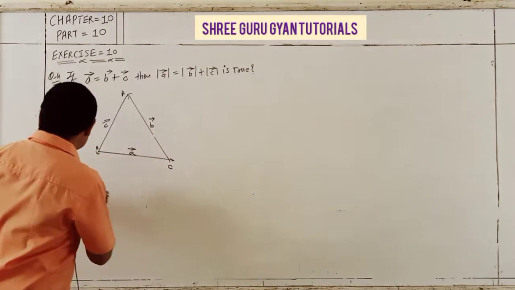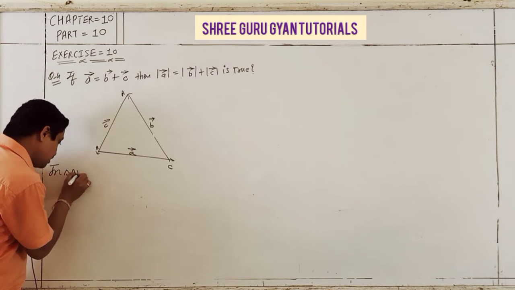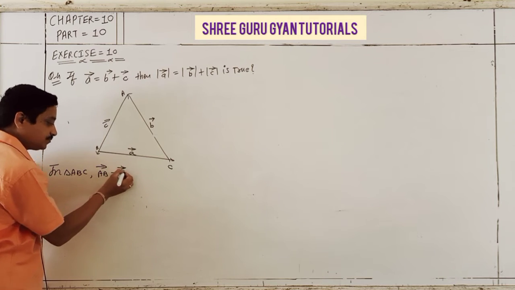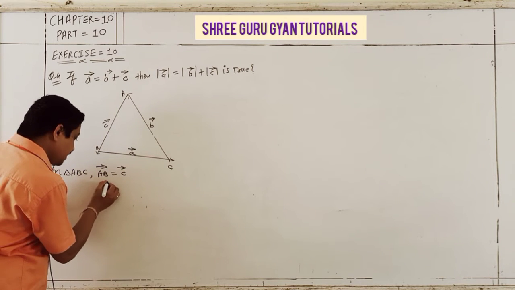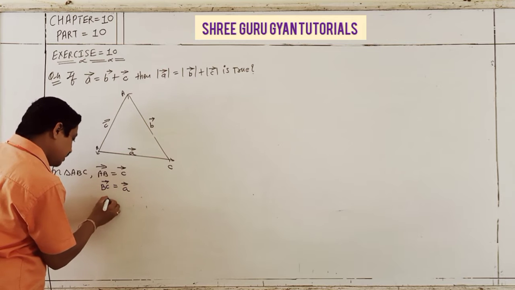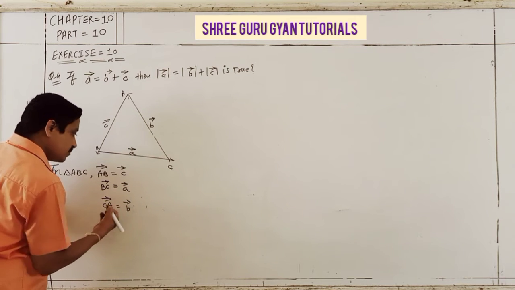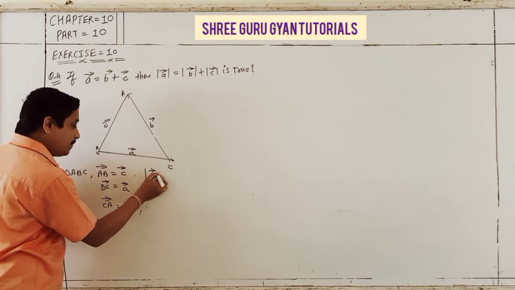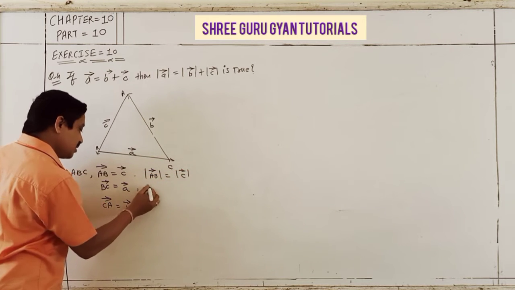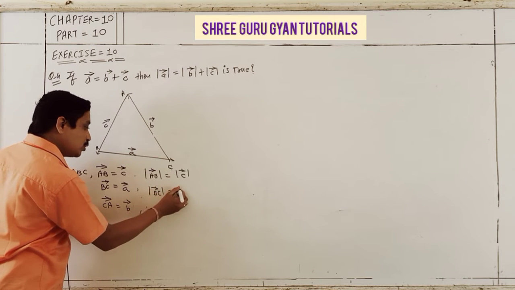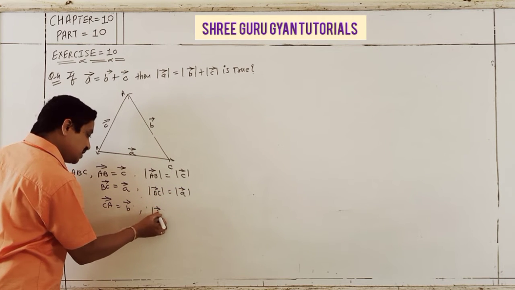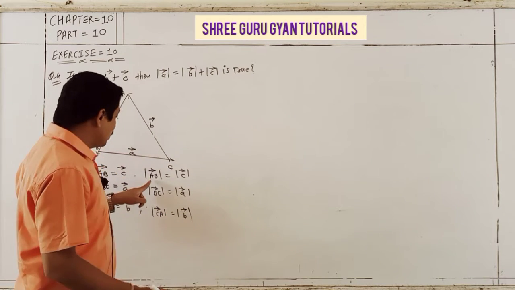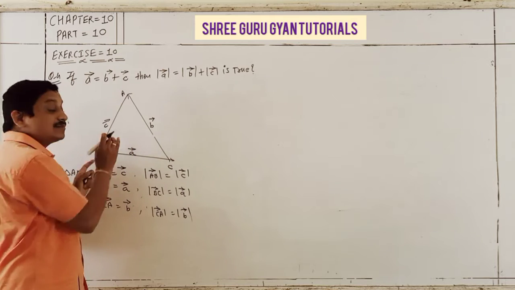So here students, I mention in triangle ABC, the AB direction is C, the BC direction is A, and the CA direction is B. Then you take the magnitudes. Magnitude AB is the magnitude of C, magnitude BC is the magnitude of A, and magnitude of CA is the modulus of B. These are the sides, and magnitude of AB is nothing but small c.